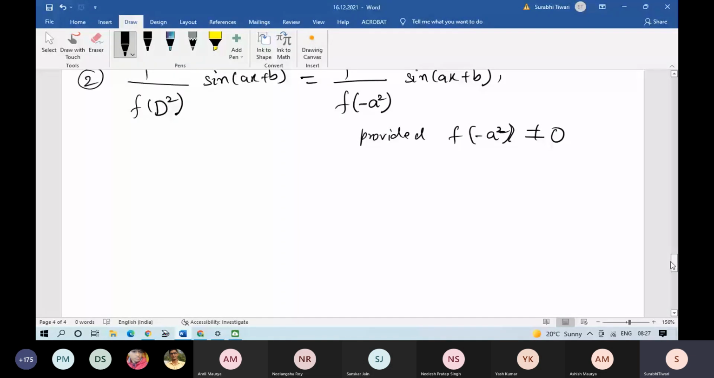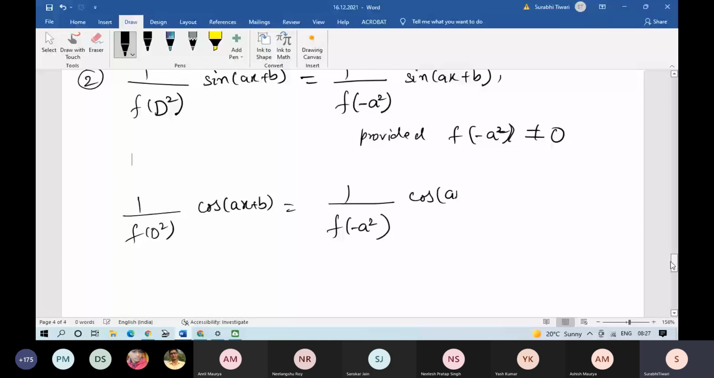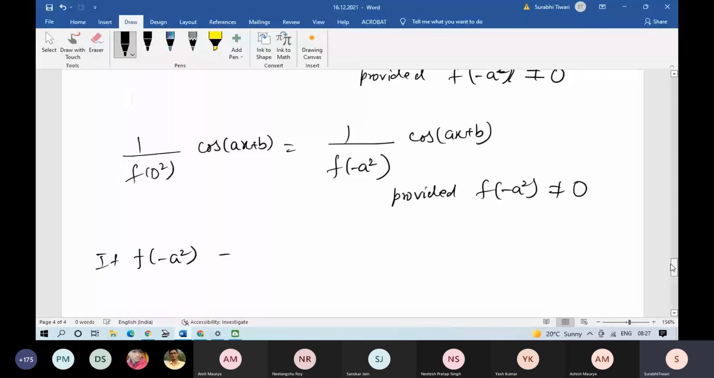And similarly, it is applicable on cos also. Cos of ax plus b is equal to 1 upon f of minus a square cos ax plus b, provided f of minus a square is not equal to 0. Now what happens if this f of minus a square is equal to 0?